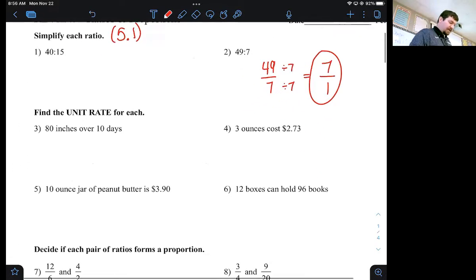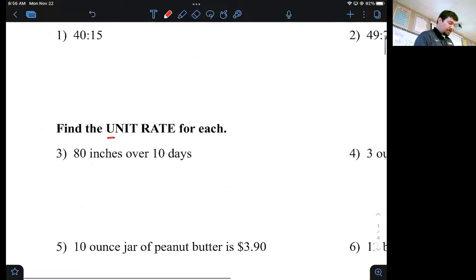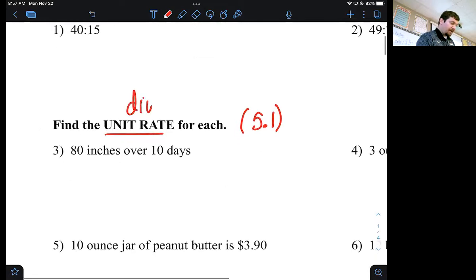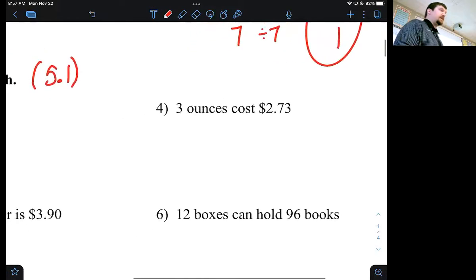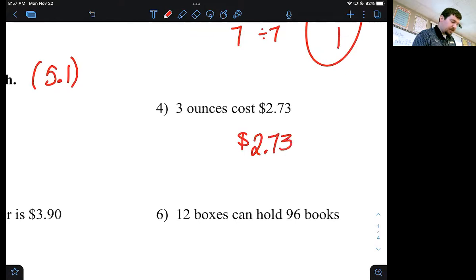Okay, for 4 and 6, it says find the unit rate. This was also from section 5.1. And how do you find the unit rate? You divide. But the order you divide in matters. So I want you to think about this. For number 4, is it more likely to have someone say ounces per dollar or dollars per ounce? Yeah, dollars per ounce. So we're going to put 273 on top, dollars, divided by 3 ounces.